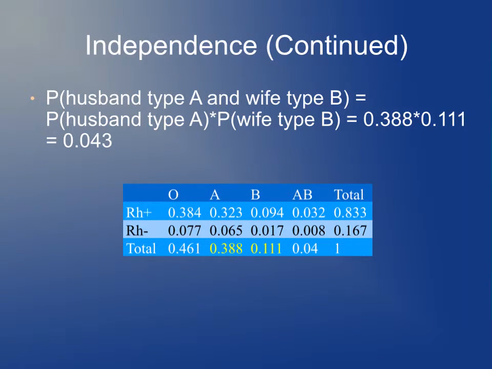And we could also use this if we have two people who are not related to one another and you want to find probabilities of their two blood types together. Let's say, what's the probability in a given couple that the husband is type A and the wife is type B? Well, that would be equal to 0.388, the probability of the husband being type A, times the probability of the wife being type B, which is 0.11, and it ends up being 0.043.